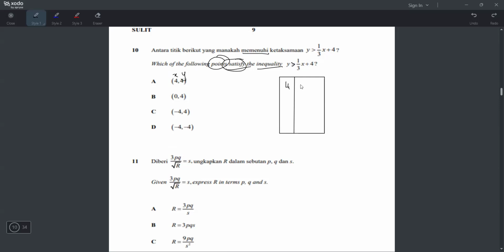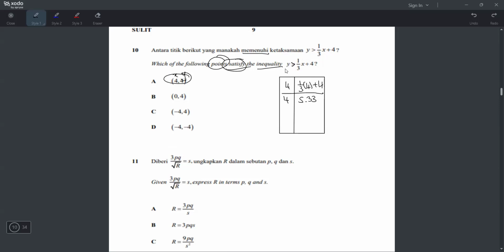Okay, let's try. y is 4. And then the right side is 1 over 3x plus 4. And for the x, you substitute 4, right? So you will end up with 4 here. And then 1 over 3 times 4 plus 4, you can use the calculator. Okay, my calculator changes to decimal because we want to compare who's bigger. So 5.333, so just 5.33. So can you tell me, does this satisfy this inequality? The answer is no.